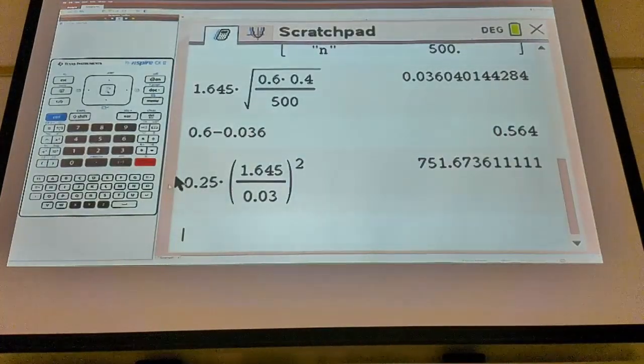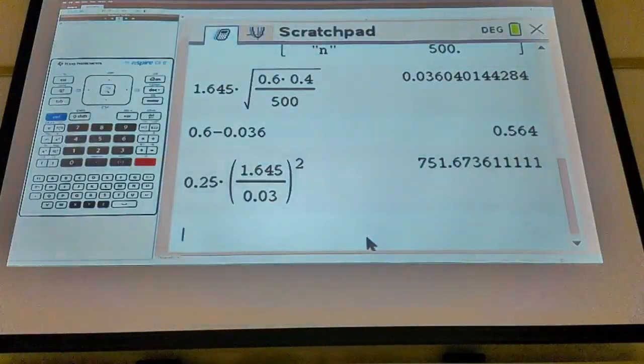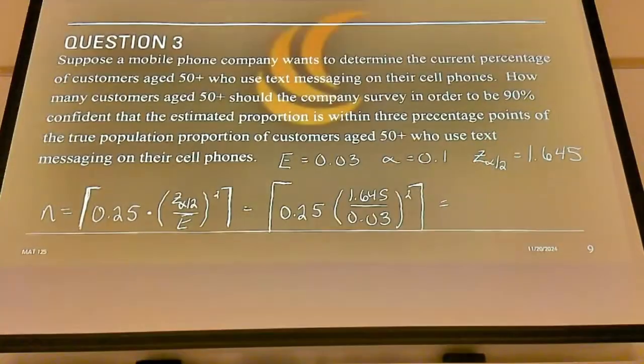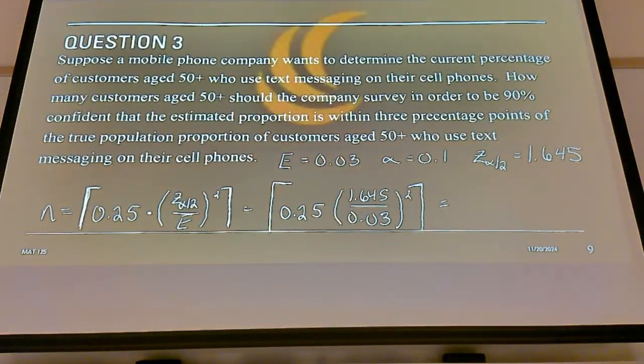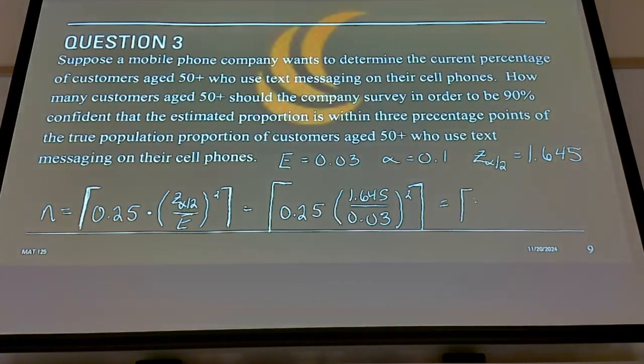That's the ceiling of 751.6736, with the 1 repeating. Oh, so you weren't supposed to put 0.03? No, I mixed it up. It's supposed to be Z over E, not E over Z. Oh, okay. 0.67361 repeating.